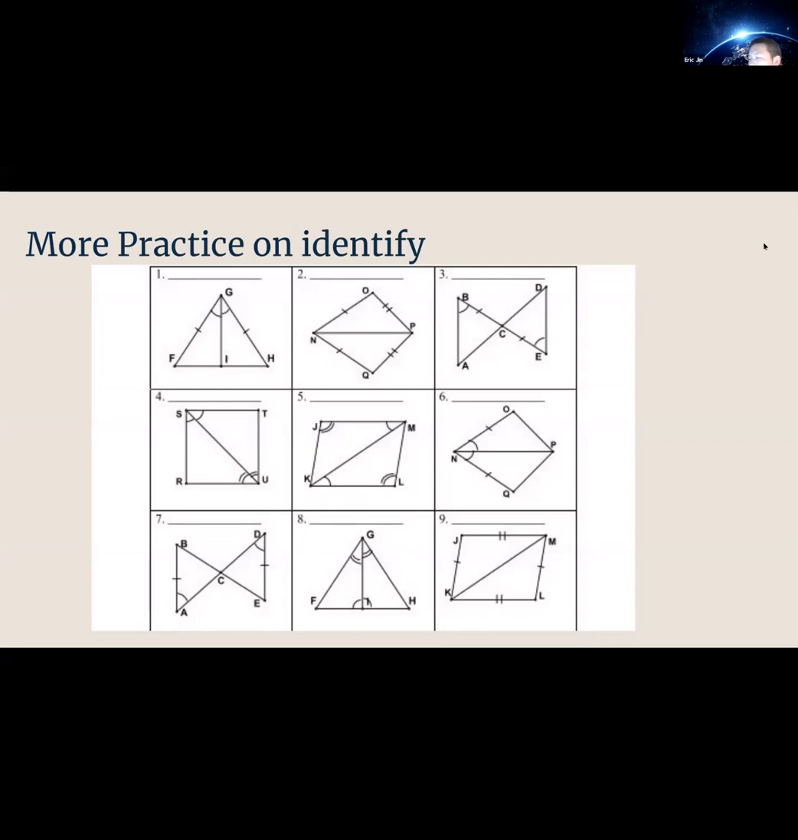And for number 6, the line ON and the line NQ are congruent, and they share the same side, which is NP. And the angle between those two lines is labeled as congruent. Therefore, using side angle side, these two triangles are congruent.